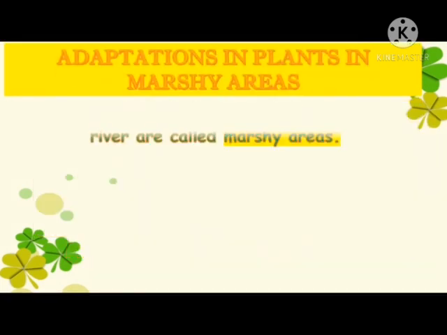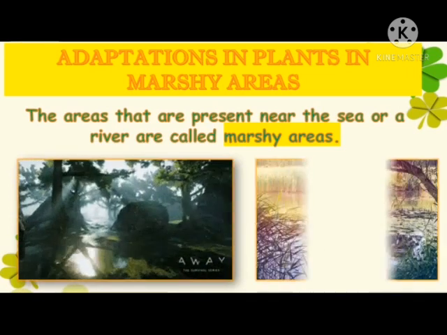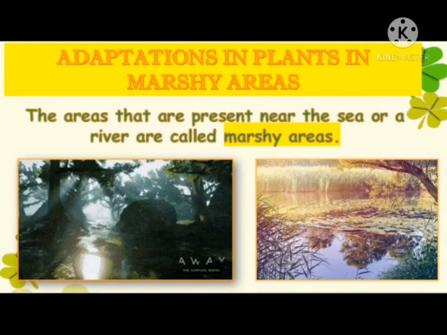Adaptations in plants in marshy areas. The areas that are present near the sea or a river are called marshy areas. The soil in marshy areas is soaked in water with little or no air. Therefore, the roots of plants in marshy areas do not get enough air to breathe.